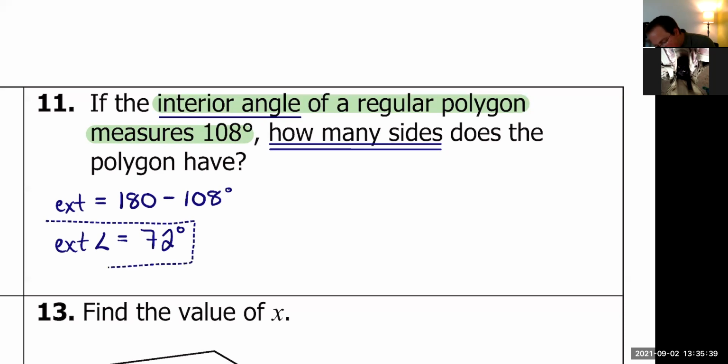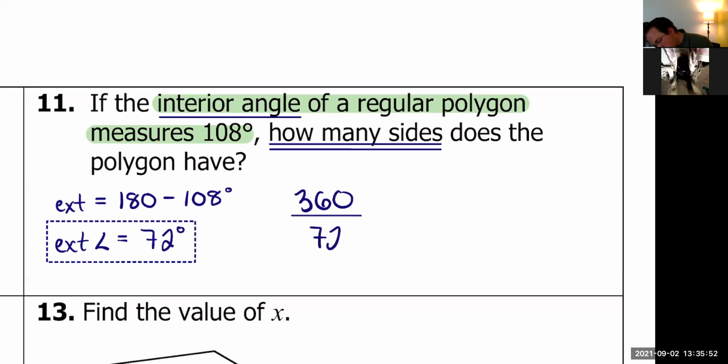Now I know the exterior angle, so I can use that formula from the previous page that says the number of sides is just 360 divided by the exterior angle. Exterior angles on this one are 72 degrees, which tells me that it is a 5-sided shape.